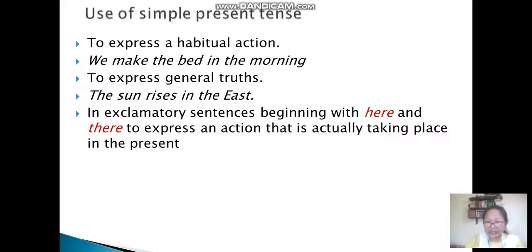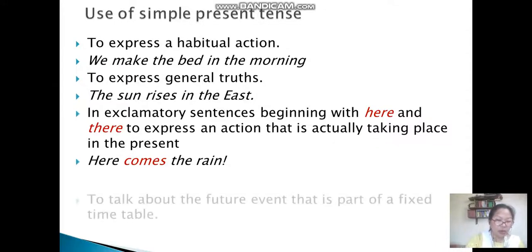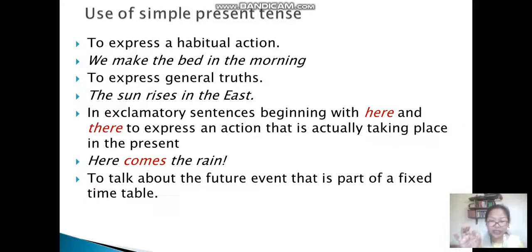In exclamatory sentences, which express sudden emotion, right? Sentences beginning with here and there to express an action that is actually taking place in the present. Here comes the rain. So in these three kinds of sentences we use simple present tense. One more, to talk about the future event that is part of a fixed timetable.